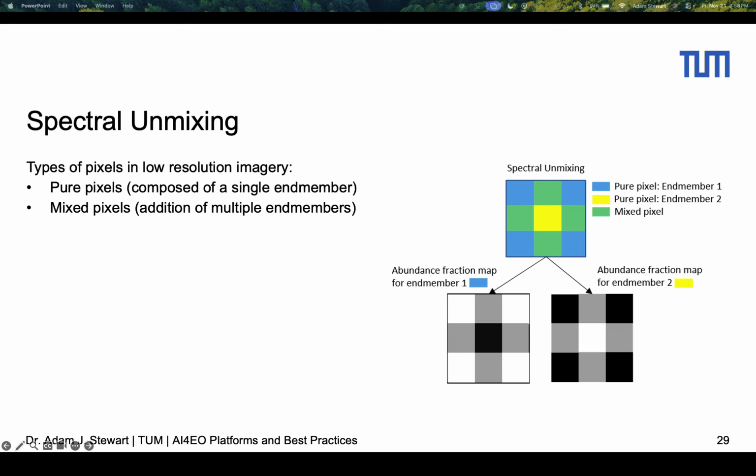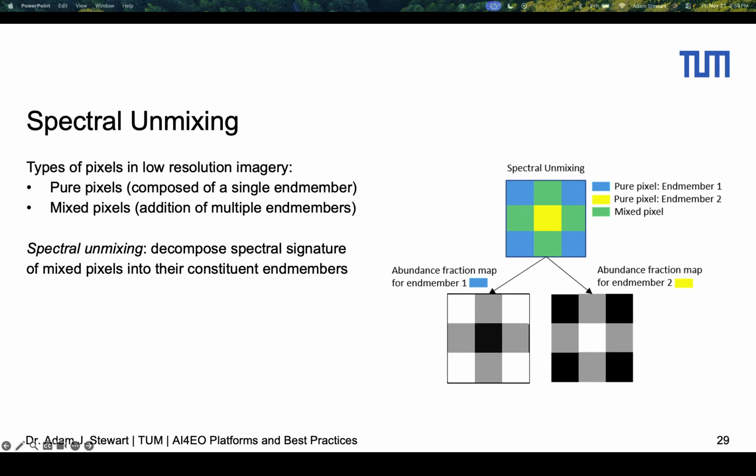We would like to be able to figure out what is in that green pixel. Is it half blue, half yellow? Is it 1/4 blue, 1/4 yellow? Or is there another completely different color mixed in that we don't know about? The result that we're really looking for is pixel-wise probability for these different end members, these different pure pixels, for every pixel in my image. And this is known as spectral unmixing.